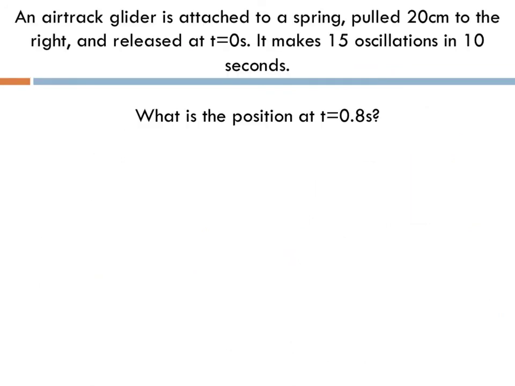An air track glider is attached to a spring, pulled 20 centimeters to the right, released at t is equal to 0. It makes 15 oscillations in 10 seconds. What is the position at t is equal to 0.8 seconds? So, it's a good idea to draw a picture for these.